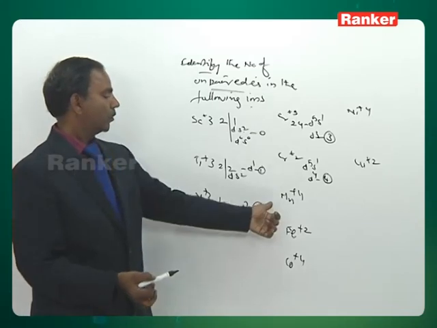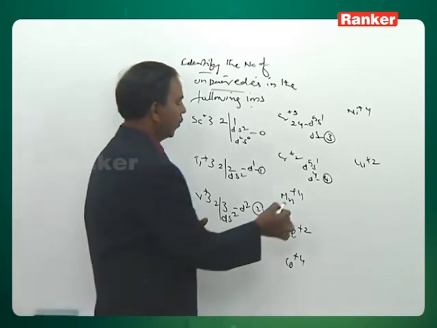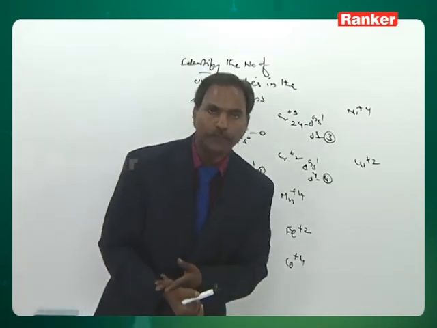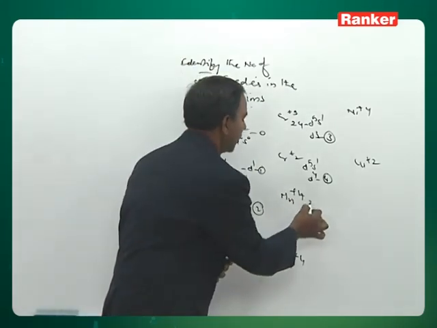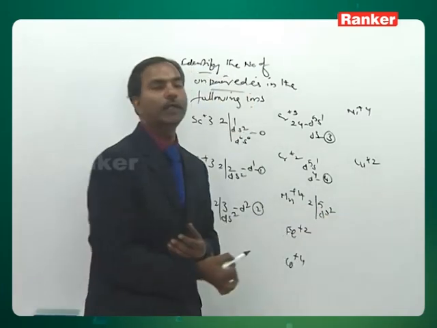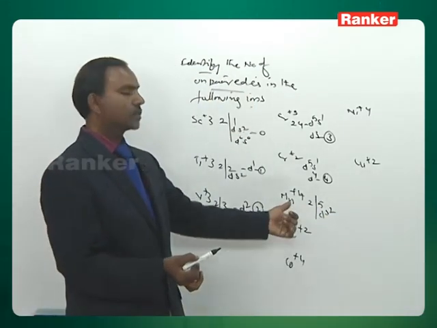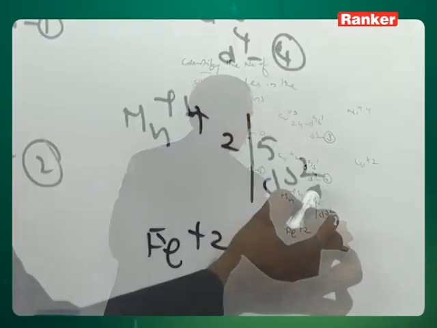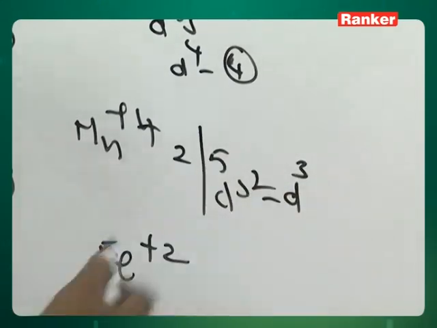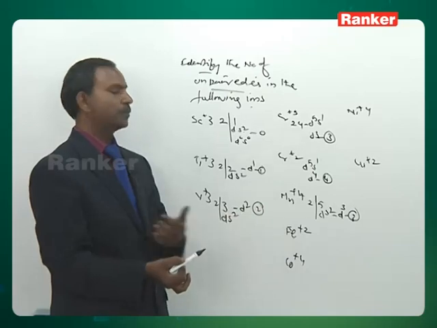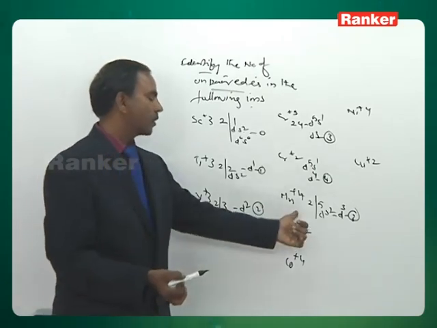4. Coming to this particular manganese plus 4. What is the atomic number of manganese? 25. Put a line in the middle. Then it will be d5s2. How many electrons lost from here? 4. Out of 7, 4 is lost. Then remaining configuration is d3. d3 means how many unpaired electrons? 3. So manganese plus 4 carrying how many unpaired electrons? 3.